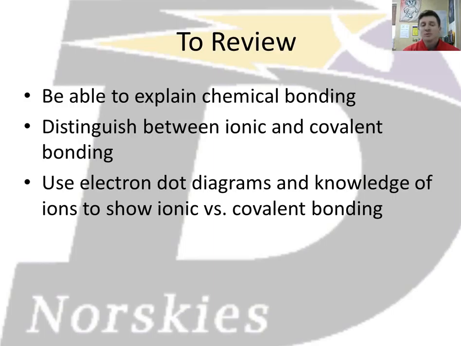So to review, we're going to be able to explain chemical bonding, what it is. Chemical bonding is when electrons are shared or transferred, and basically a link between 2 atoms is formed. Number 2, distinguish between ionic and covalent bonding. In ionic bonds, electrons are transferred. In covalent bonds, electrons are shared. And then finally, you're going to use electron dot diagrams and the knowledge of ions to show ionic versus covalent bonding in this unit. Again, we'll get a lot of practice.